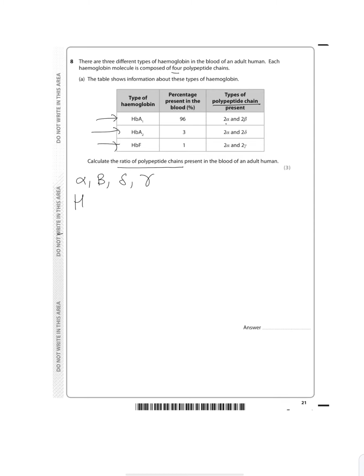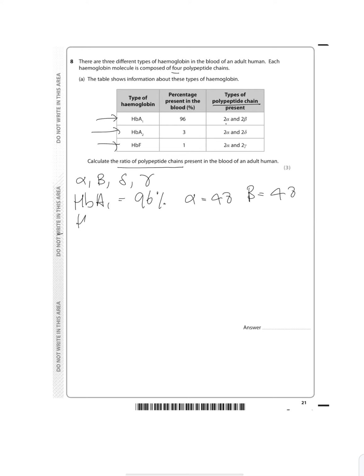They've given us HbA1, and they've told us we've got 96% of this in the blood. And we have equal amounts of alpha and beta. And so what you do is just divide by 2. And so alpha will be 48, and beta will be 48.